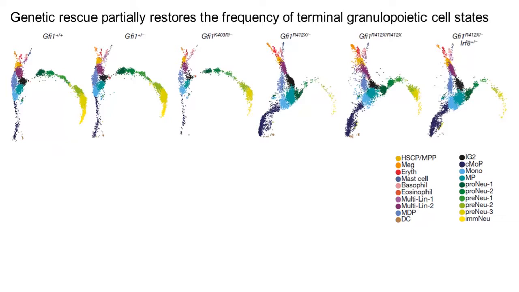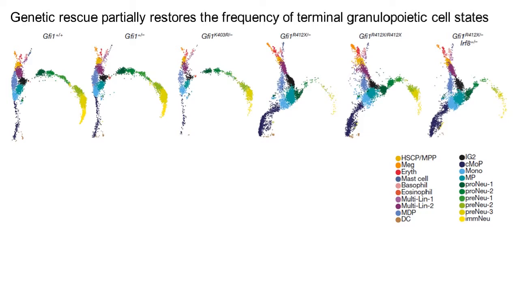To do so, we turned again to single-cell RNA-seq analysis. We performed additional captures of GFI1 heterozygous cells, K403R cells, which, as I remind you, are from mice with normal numbers of neutrophils. However, their neutrophils were functionally defective. And finally, of our homozygote or IRF8 het genetic rescues.